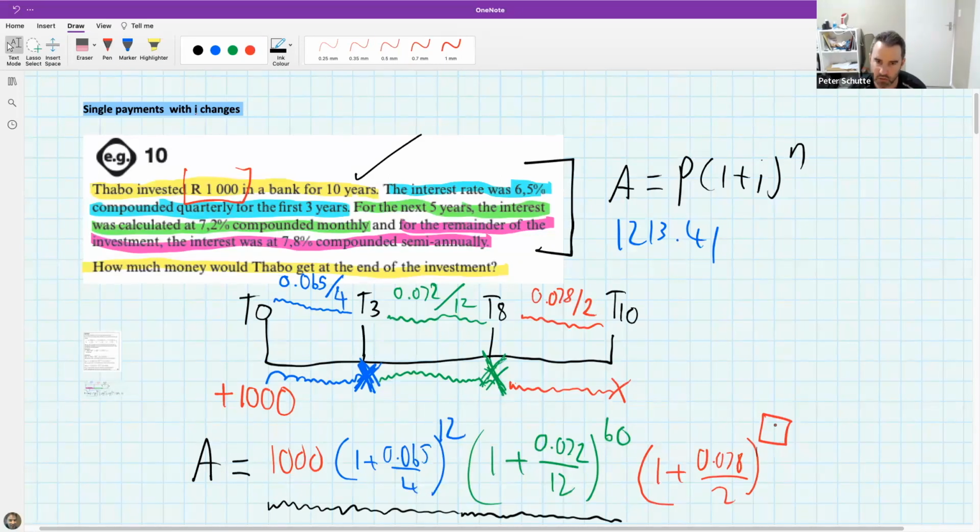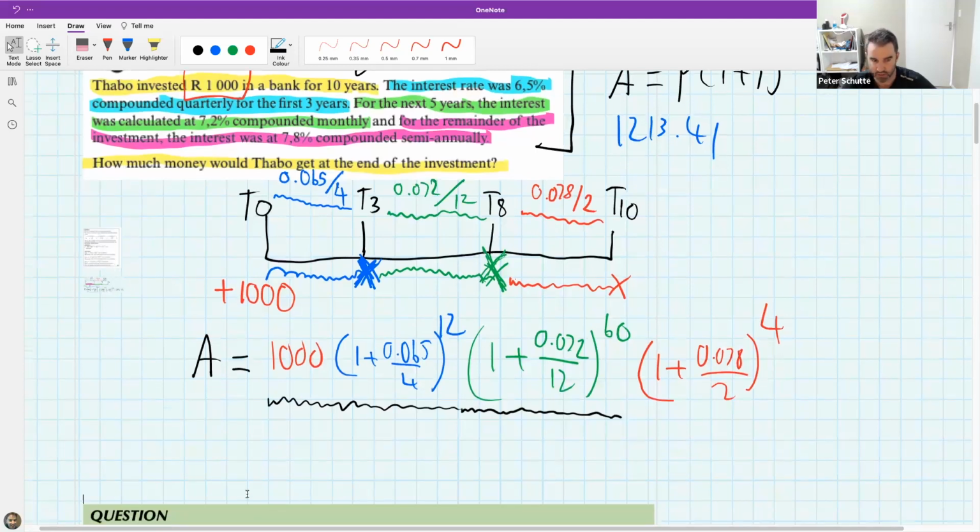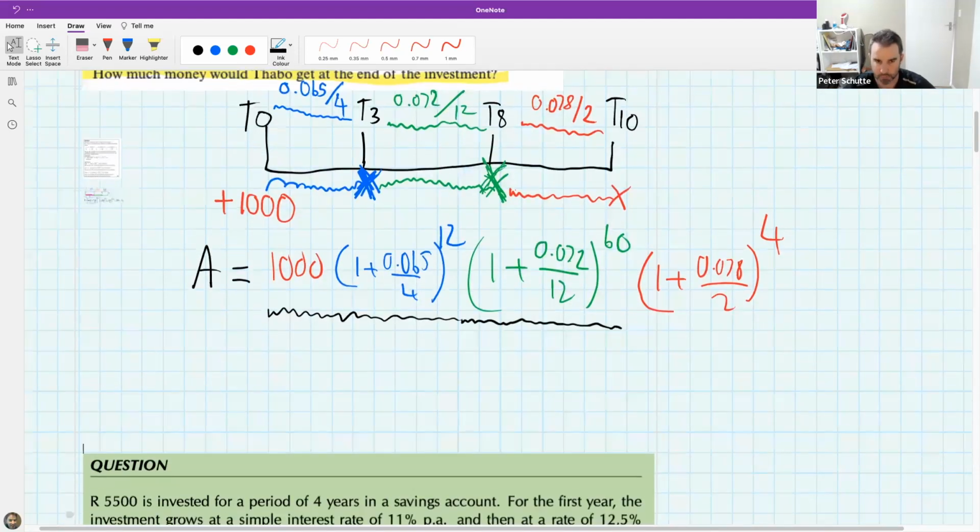So if you look at how the interest rate is compounded for the last 2 years, how many of those periods are there between 8 and 10? So 2 years, but if you're going in half years, they're going to be 4 half years. Awesome. Now, this is awesome. What isn't so awesome is putting it in your calculator. So I'm going to give you a little trick.